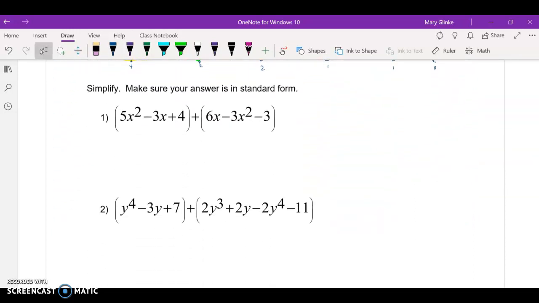So now let's take a look at it if it's not all broken up like that and it's just written like this with 2 polynomials together. So we're going to simplify. Please notice that in between these is an addition sign. So we're just adding them together. So what we're going to do is highlight the like terms.